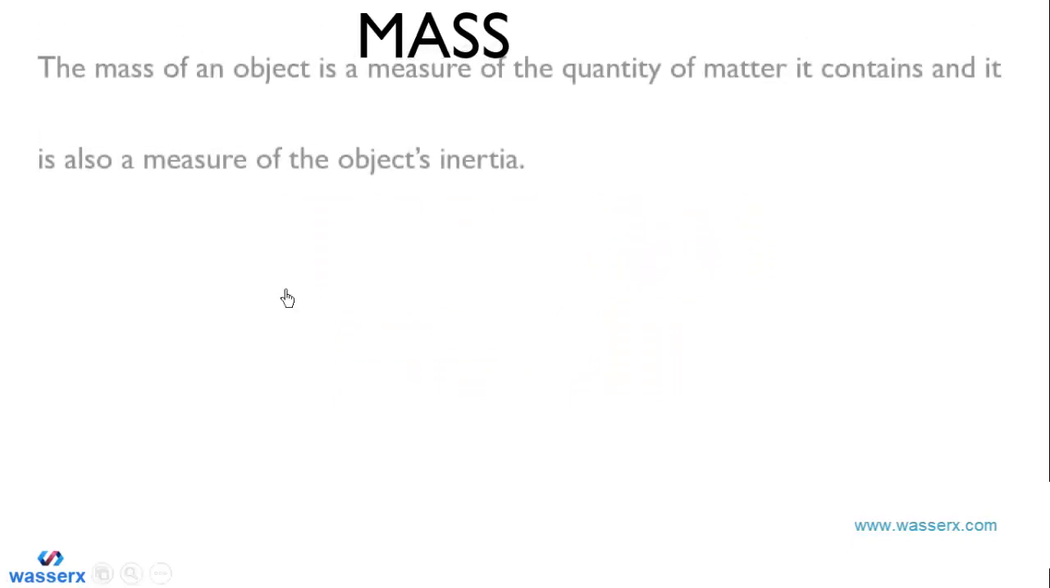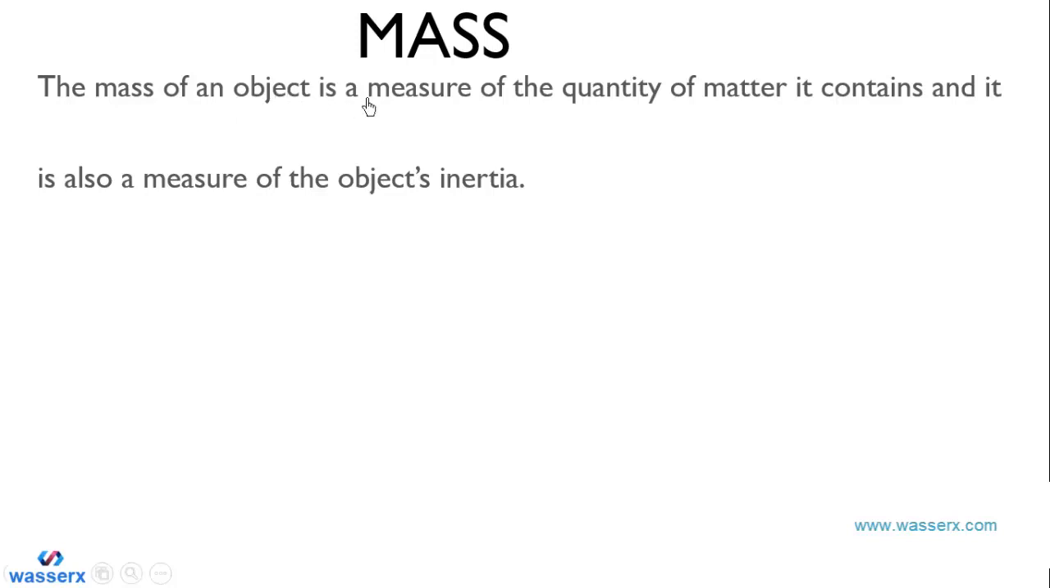Mass. The mass of an object is a measure of the quantity of matter it contains, and it is also a measure of the object's inertia. Inertia is the reluctance of a body to move or to resist motion. Mass is measured in kilograms, so the symbol is kg.